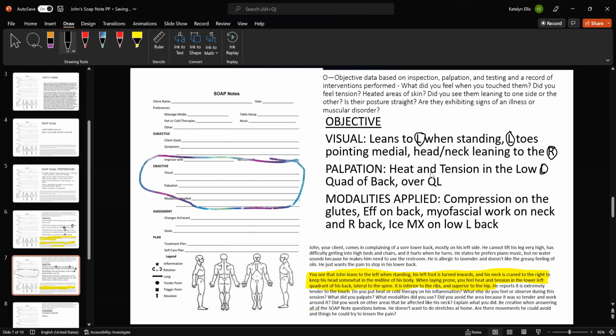I'm going to circle all these. I'm not going to circle QL. These are just abbreviations, but I want to specify left and right for sure. So I usually circle those. Okay. So that is what your objective information can look like.